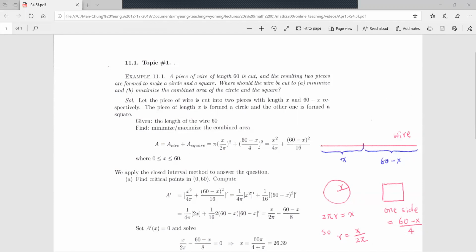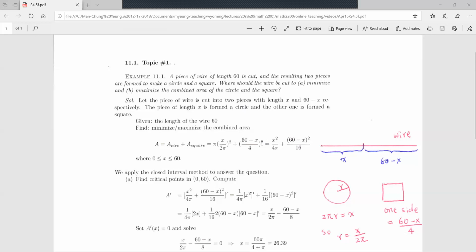Area of the square is one side squared, okay? So it is (60 minus x) over 4, squared. Now I simplify this sum to get this. This is the combined area of the circle and the square.